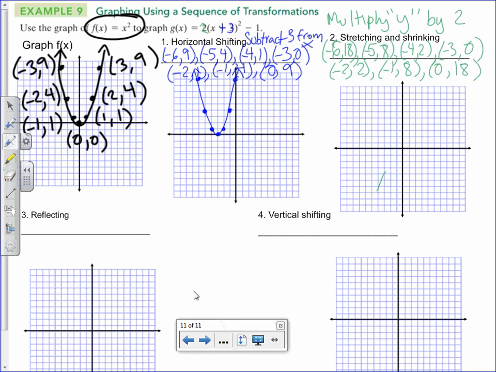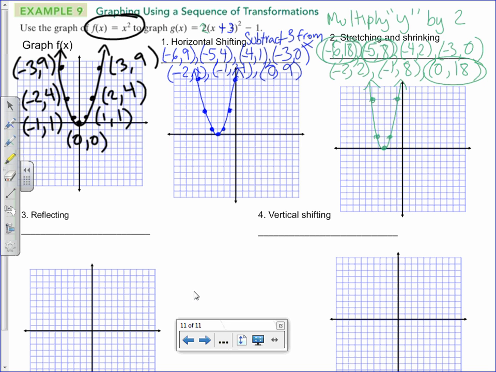So let's go ahead and plot those points. We do not have enough room to plot the ones where the y value is equal to 18, but if you want to, you could stretch your y-axis or not plot it at all. So I'm going to start with negative 5, 8, the one here. Then we have negative 4, 2, negative 3, 0, negative 2, 2, negative 1, 8, and that's it.